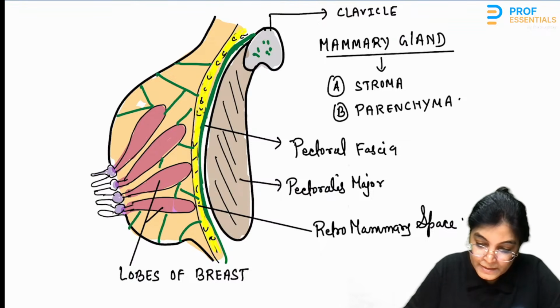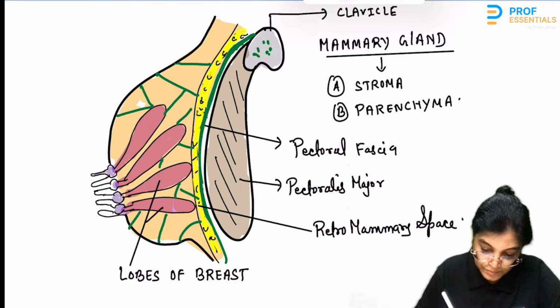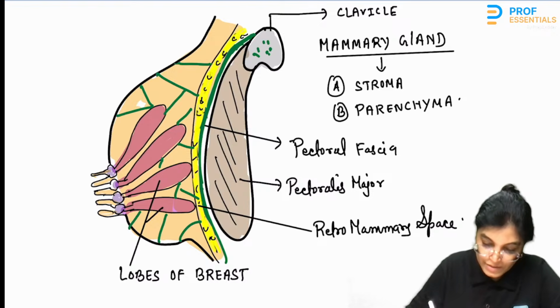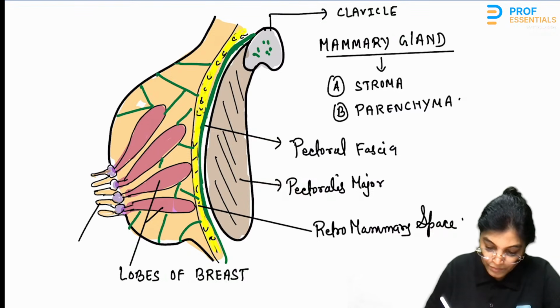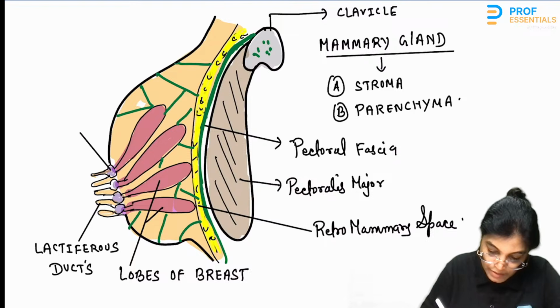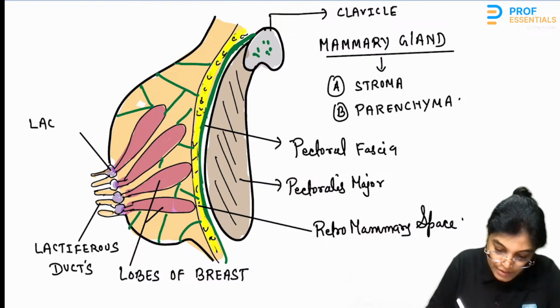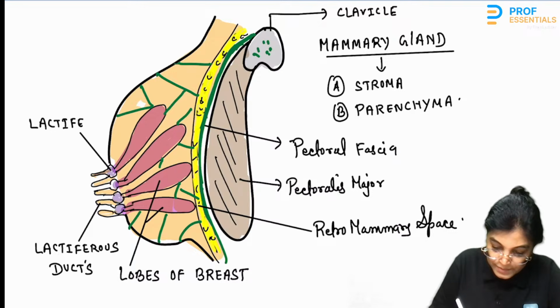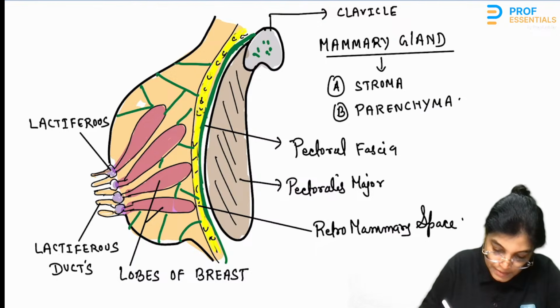So see here, let me just show. These are the lactiferous sinus and duct. These are lactiferous ducts. These elevated, rounded structures are the lactiferous sinus. These are the lactiferous sinus.